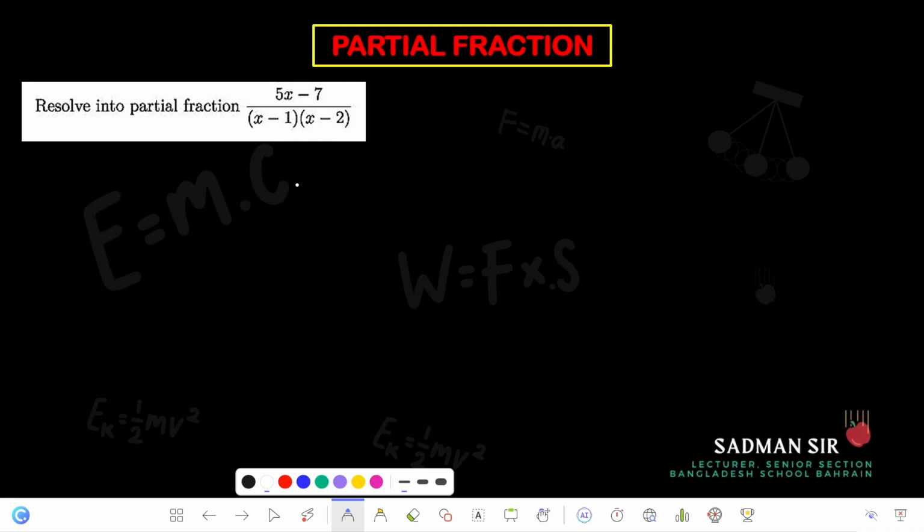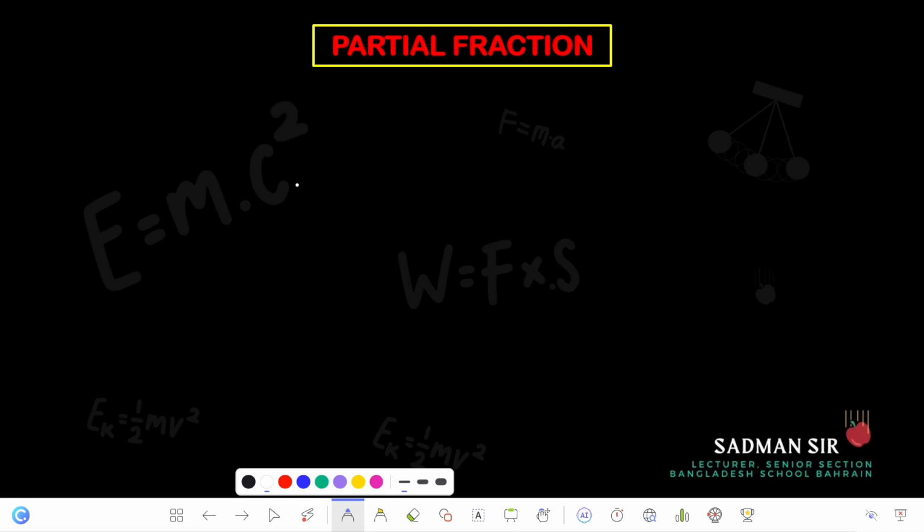Now, what is the meaning of resolving into partial fraction? Okay, let us try to understand that one first. Let us say we have a fraction 1 by 3, then we add it with 1 by 2. So we know that 3 times 2 will be 6, and 3 plus 2 will be 5. So if we add them up, it will be 5 by 6, right?